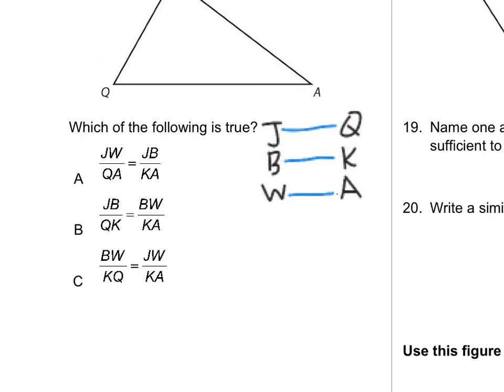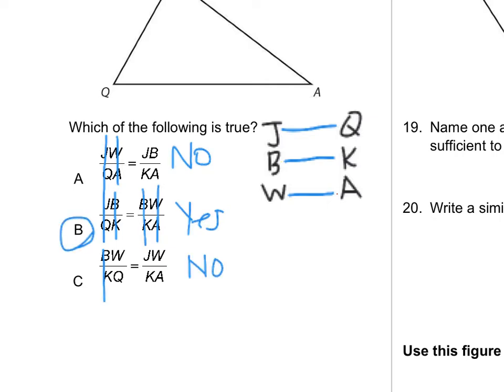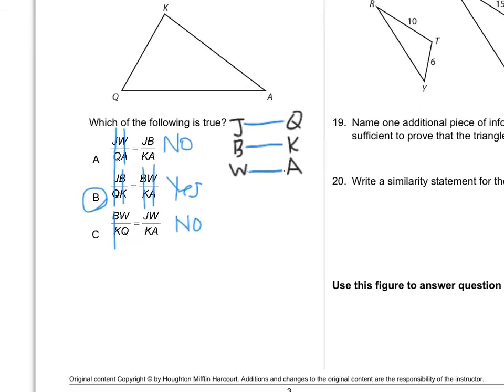So is J with Q? Yes. Is W with A? Yes. Is J with K? No. Is J with Q? Yes. Is B with K? Yes. Is W with A? Yes. So this is a yes. Is B with K? Yes. Is W with Q? No. So we can see that B is our answer. This might be a multiple response problem, so there might be more than one answer sometimes.